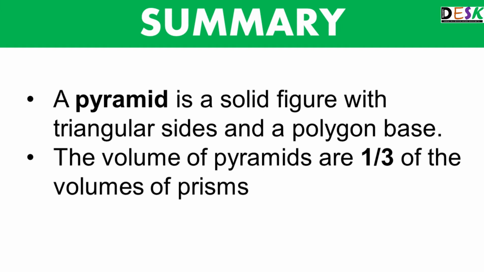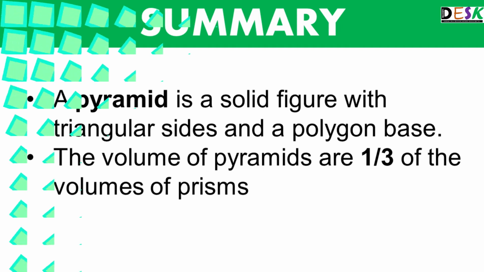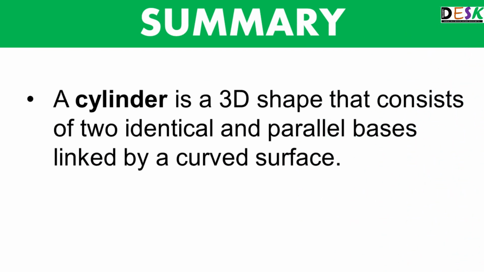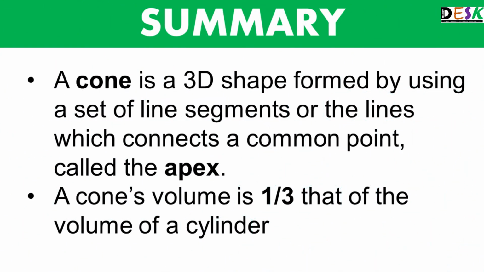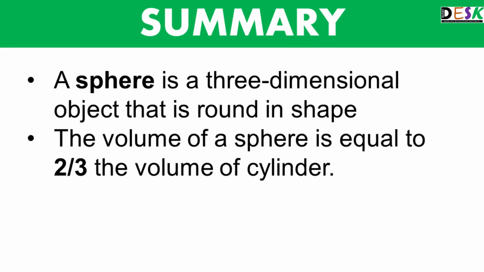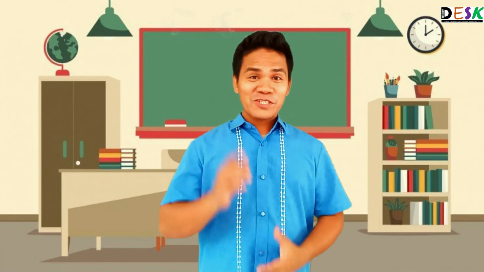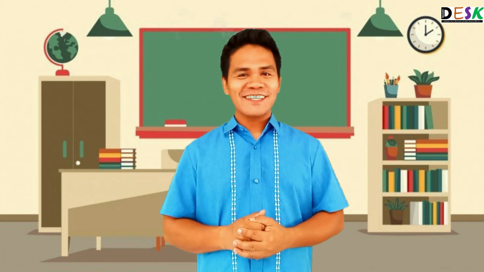The volume of pyramids is 1/3 of the volume of prisms. A cylinder is a 3D solid shape that consists of 2 identical and parallel bases linked by a curved surface. A cone is a 3D shape formed by using a set of line segments or the lines which connect a common point called the apex. A cone's volume is 1/3 that of the volume of a cylinder. A sphere is a 3-dimensional object that is round in shape. The volume of a sphere is equal to 2/3 the volume of a cylinder. Always remember those as we go along with our next lesson.